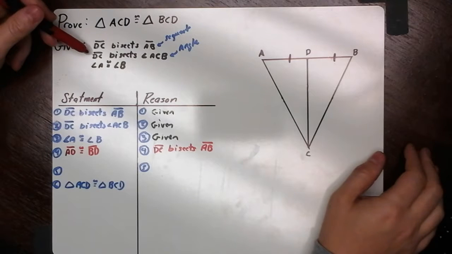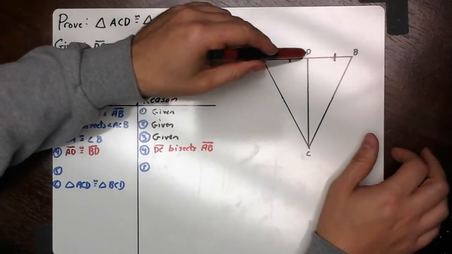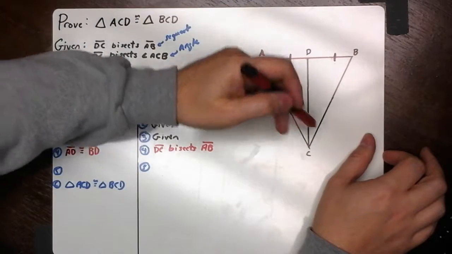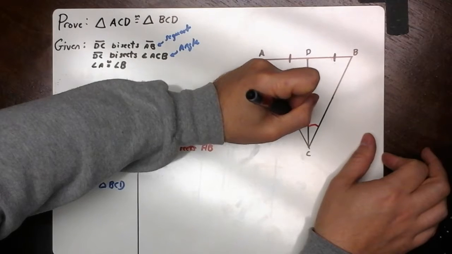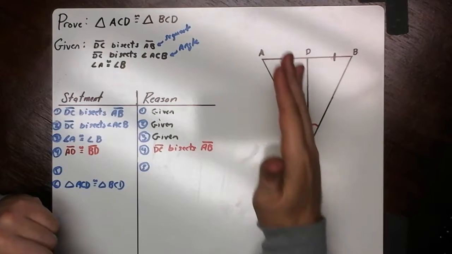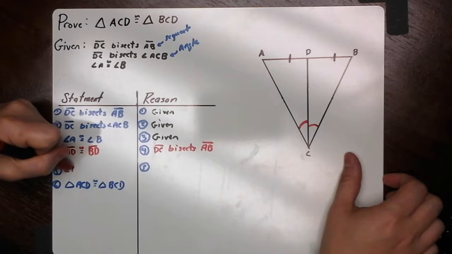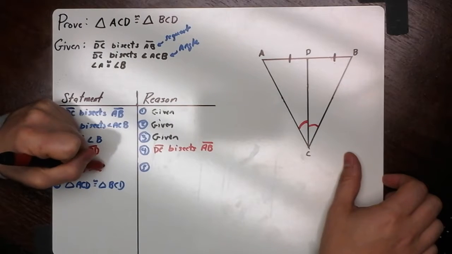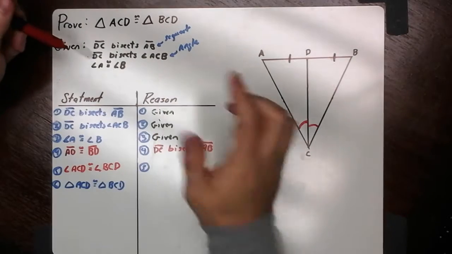So next, I have DC bisects angle ACB. So this line is cutting this angle in half. So as a result of that, I have now two angles here that I could use. Okay? So that is a result of that being cut in half. So I could say angle ACD is congruent to angle BCD. And that's happening because of that.